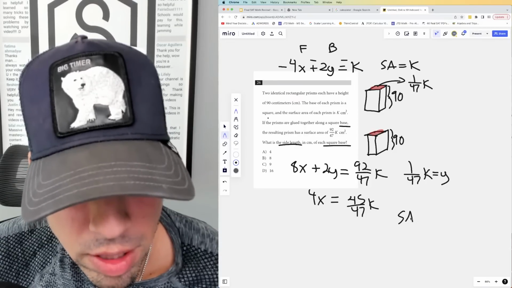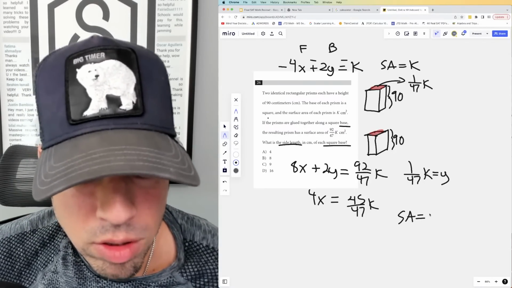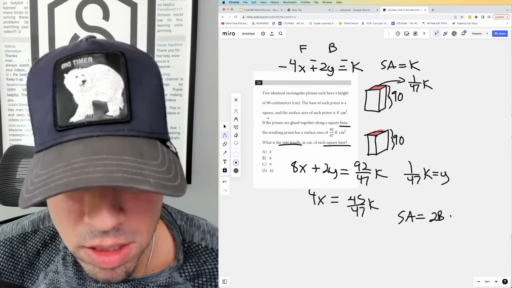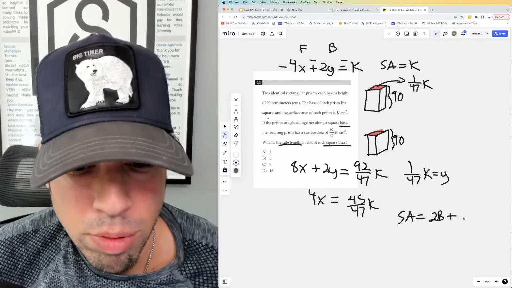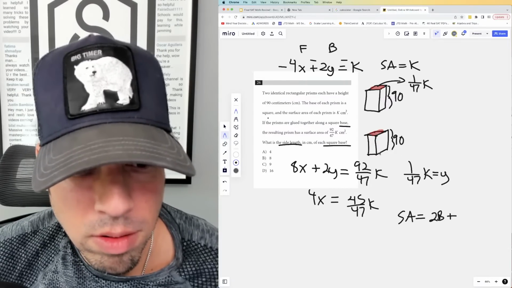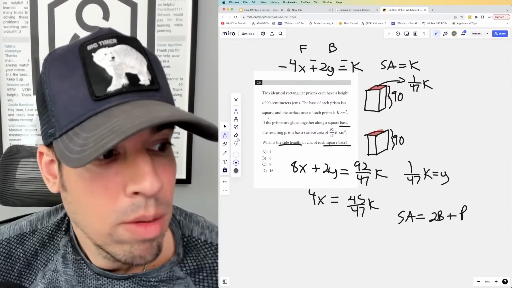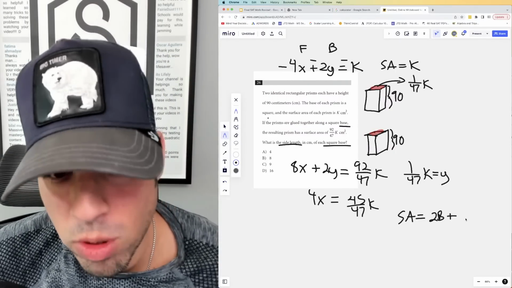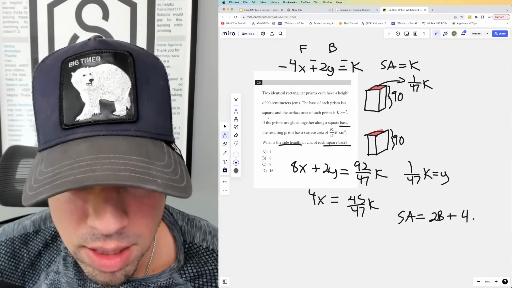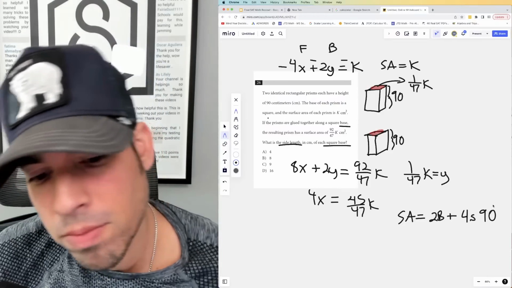So surface area equals, well, that's kind of what I have here. 2 times the area of the base, plus perimeter times height, which doesn't really help, right? Oh, no, because perimeter is 4 times the side length. Maybe that helps. 4 times the side length, which I'll call S, times 90.